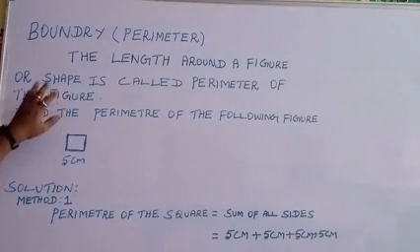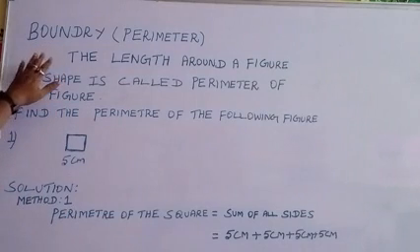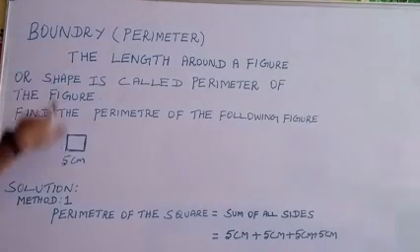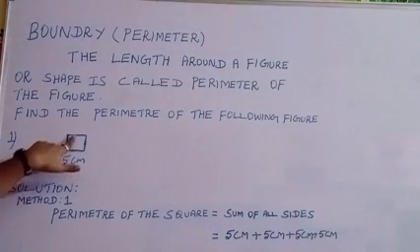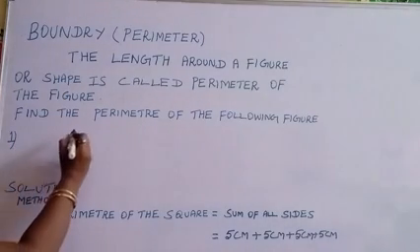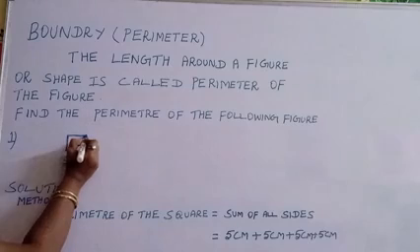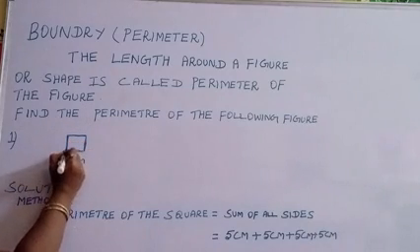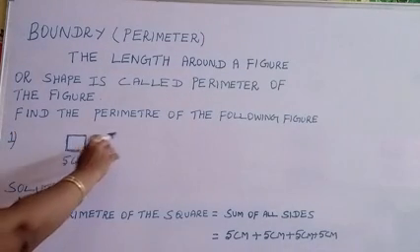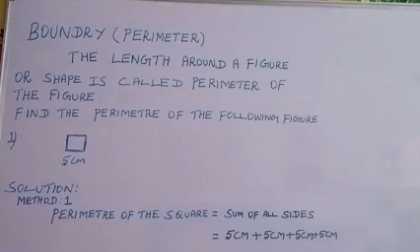First, I give the definition for the perimeter. The perimeter is nothing but the boundary. The length around a figure or a shape is called perimeter. That means the length around the given figure is called perimeter or boundary. Is it clear? The first problem: find the perimeter of the following figure.